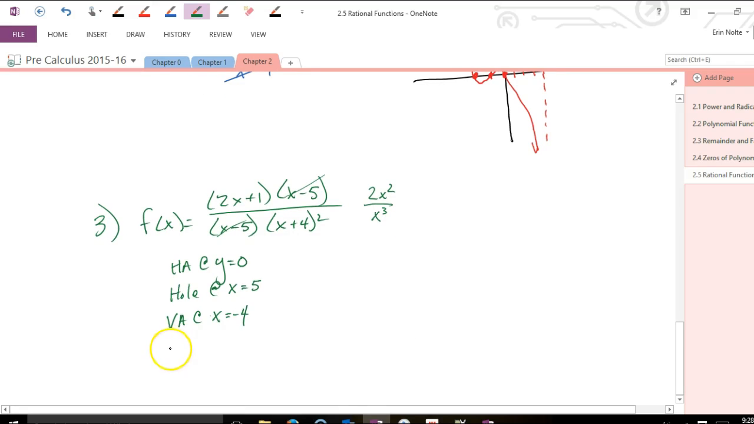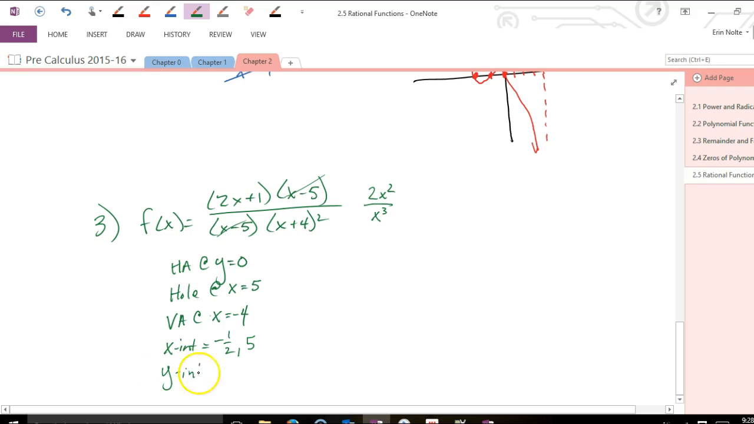We can come up with our x-intercepts, and since this is already in factored form, I like that. I can set the top quantities equal to 0, because if you set y equal to 0, the bottom would be multiplied over, and since multiplying any number by 0 is still 0, I'm just looking at the top. The top pieces set equal to 0 would give -1/2 and +5.